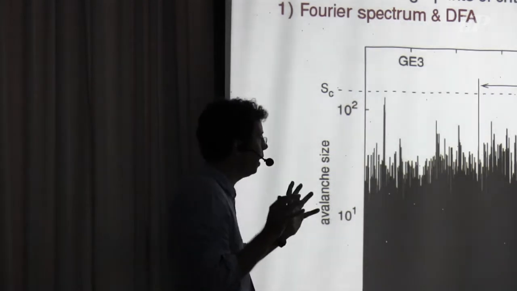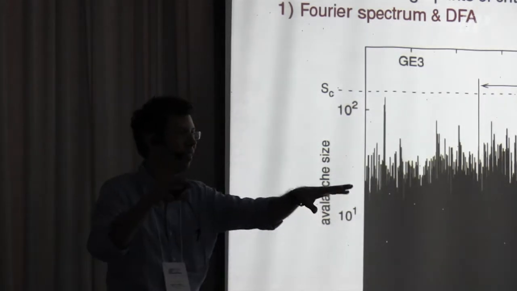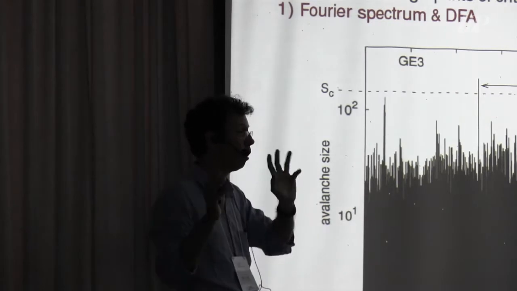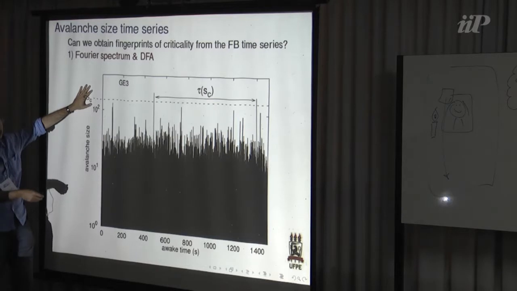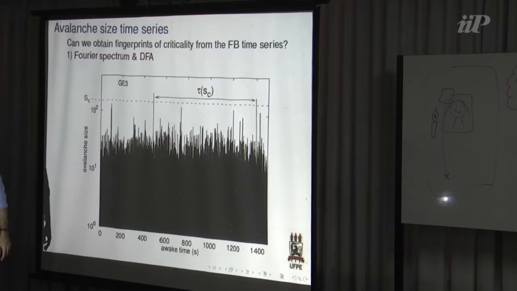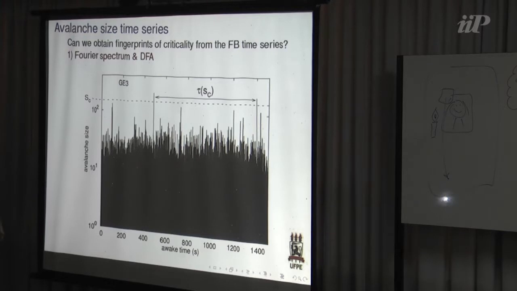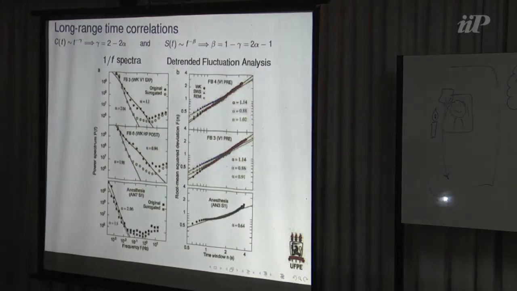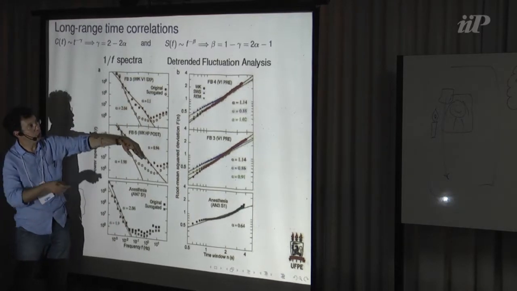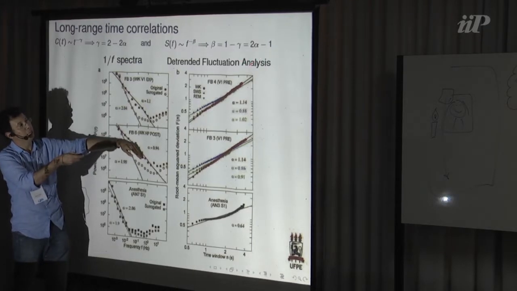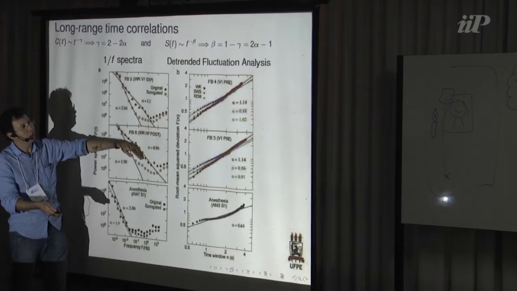So I'm parsing my data in words, to use the language of the previous talk, right? So my words are avalanches. This is the size of the avalanches in log scale. So let me Fourier transform this thing, or let me do some detrended fluctuation analysis on this signal. What you get is something which looks quite like a 1/f spectrum. This is the Fourier power spectrum as a function of frequency. This is exponent 1.